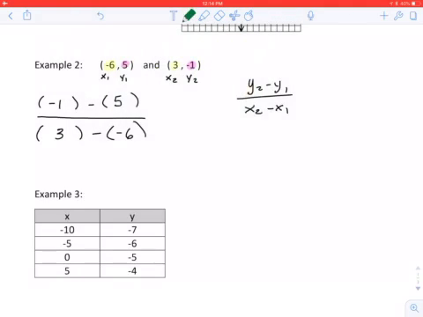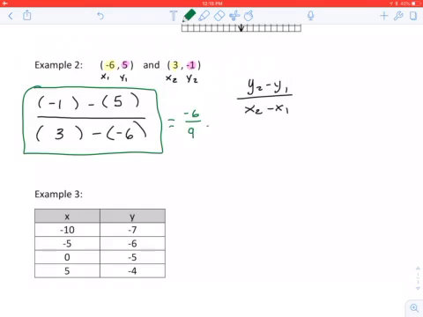At this point, just like I said before, we're going to type this entire thing in our calculator. So set up a big old fraction, type in the numerator exactly how you see it with parentheses and everything, and the same thing in the denominator. Then we're going to fill in our answer. So -1 minus 5 is -6. 3 minus -6 is going to be 9. Your calculator didn't give you that because it simplified it for you. So -6 over 9, if we simplify, is -2/3. That would be your slope using the slope formula.